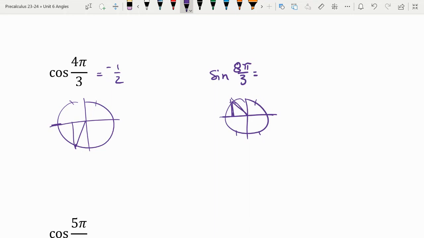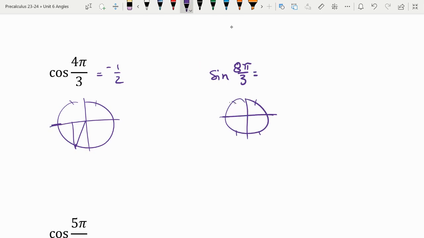I'm trying to show quickly how to get through it because I don't say pi over 3 in my head every time. I just count 1, 2, 3, 4, 5, 6, 7, 8. Boom, draw the triangle. It's faster than subtraction for me. If subtraction is faster for you, go ahead. It's totally fine. What is that sine value?